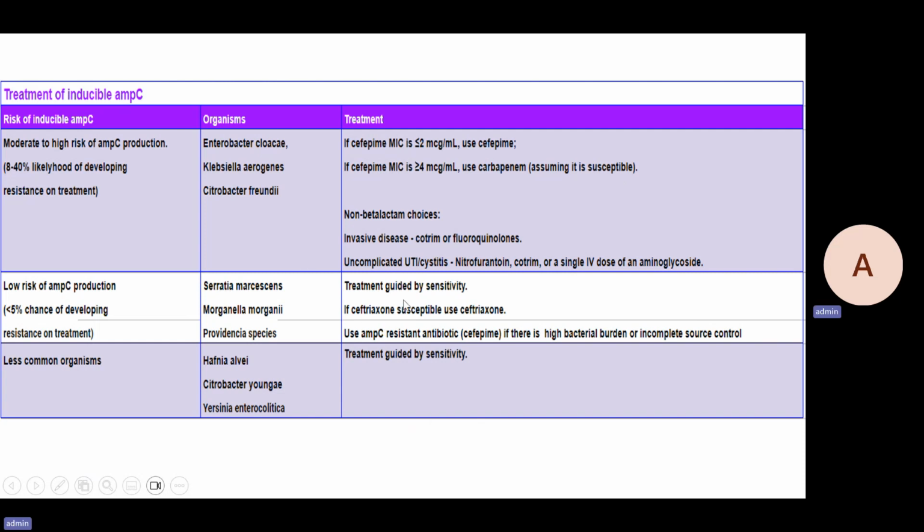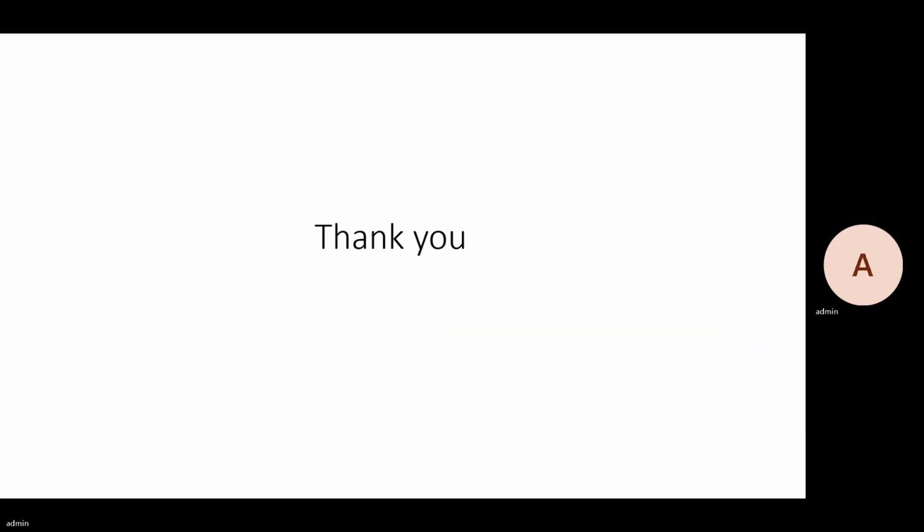So you can find this one in Moodle. This is made based on IDSA guideline and you can read it from there. Thank you.